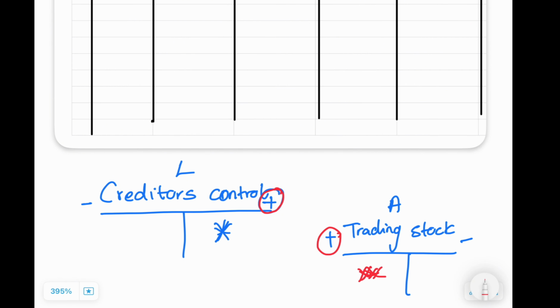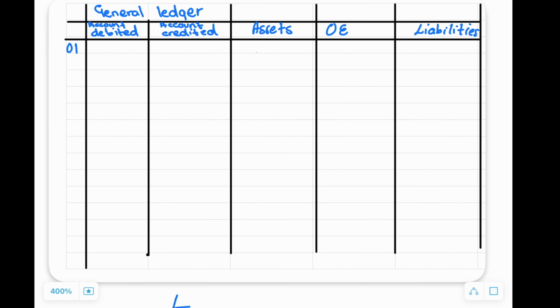Please let me know if you want a detailed lesson on the T accounts. So we go to our accounting equation, our general ledger, and we say the account to be debited is trading stock, and then the account to be credited is creditors control.